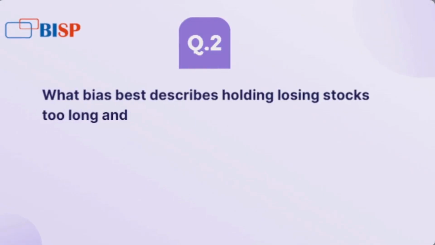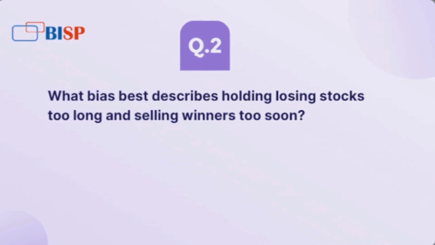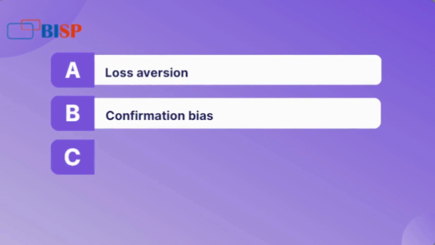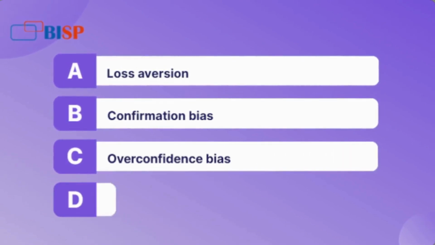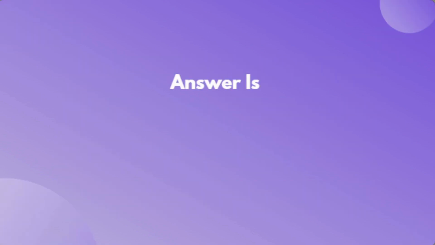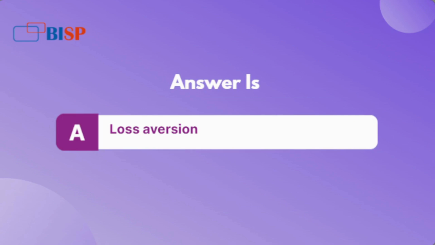What bias best describes holding losing stocks too long and selling winners too soon? A. Loss aversion. B. Confirmation bias. C. Overconfidence bias. D. None of the above. Answer is A. Loss aversion.